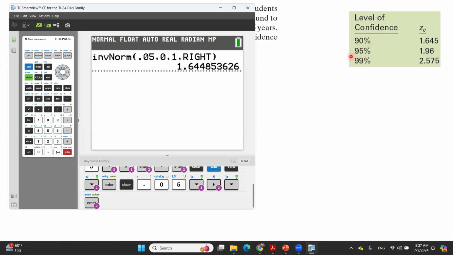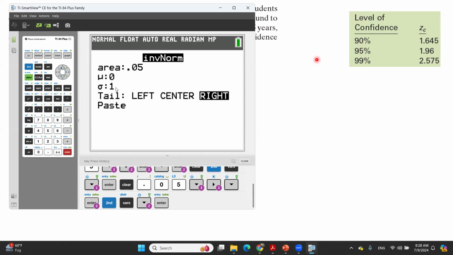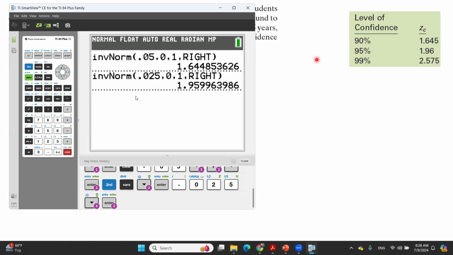What if you have a 95% level of confidence? So again, go to second, vars, use arrow keys to find inverse norm. Now for the area, you have 5% divided by 2, so you get 0.025. Mean must be 0, standard deviation 1. And suppose it is the right tail. If you use left tail, you get a negative value. Enter again, and as you can see, you have 1.96 as the critical value for 95% level of confidence.